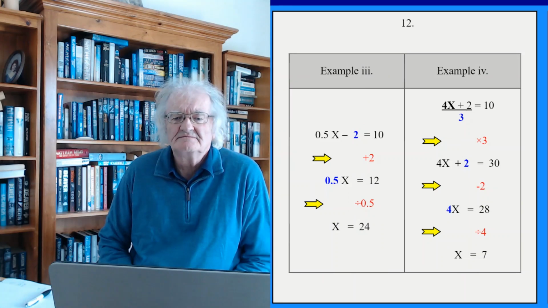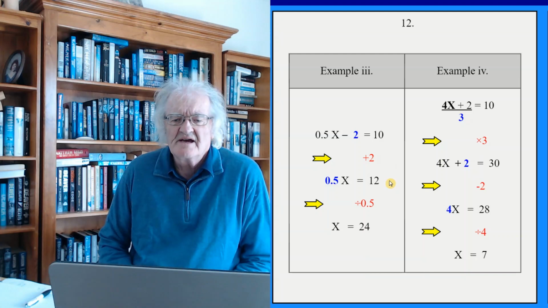Example 3. 0.5x minus 2 is 10. The subtraction keeps the 2 further away from the letter or unknown. So when we shift the 2, it adds: 10 plus 2 is 12.